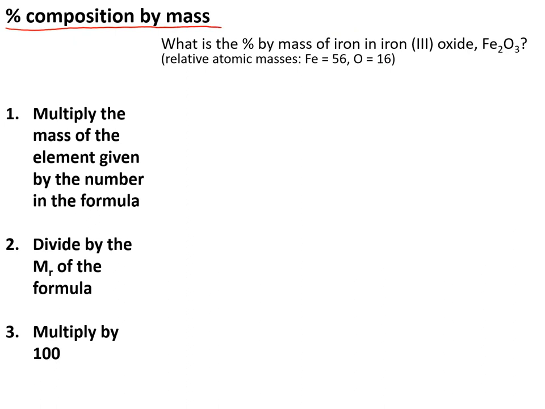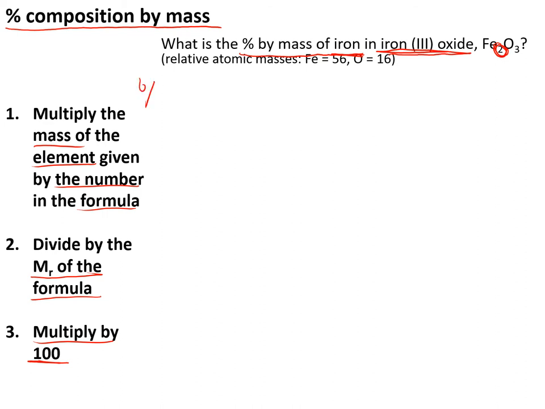Percentage composition by mass questions are asking us what percentage of the mass of a compound is coming from one particular element. So in this case, it's asking what is the percentage by mass of iron in iron(III) oxide. Okay. To do this, we are going to first of all multiply the relative atomic mass of the element by the number of them in the formula. There are two irons in the formula for iron oxide, so we're going to multiply the mass of iron by 2. Then we're going to divide that by the relative mass of the overall formula, and then times by 100 to make percent. So let's see how this looks in practice.